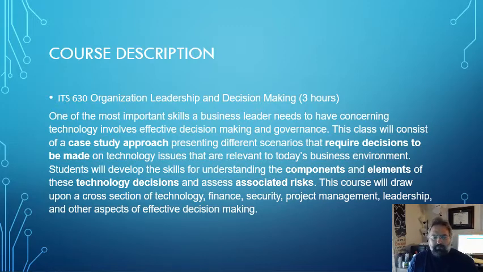This is a multidisciplinary course. It draws on a lot of different areas of technology, finance, security, project management, leadership, and a lot of other elements, all related to making an effective decision and also clearly being a leader within an organization.